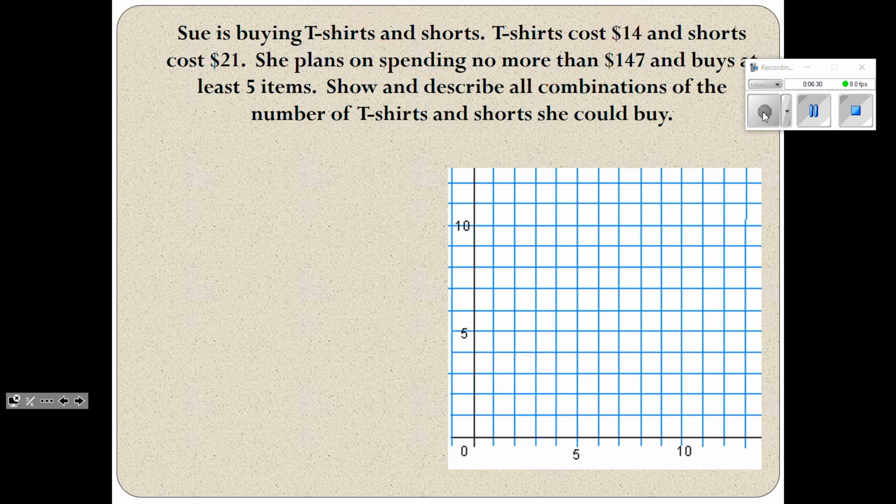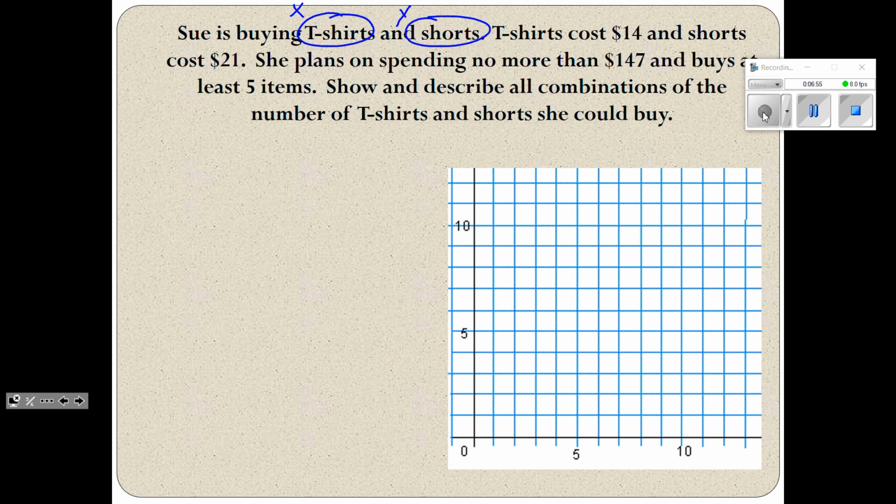Here's another scenario. Sue is buying t-shirts and shorts. T-shirts cost $14 and shorts cost $21. She plans on spending no more than $147 and buys at least 5 items. So again, we have 2 variables. We have t-shirts and we have shorts. One of them is going to have to be our x variable. One of them is going to have to be our y variable.